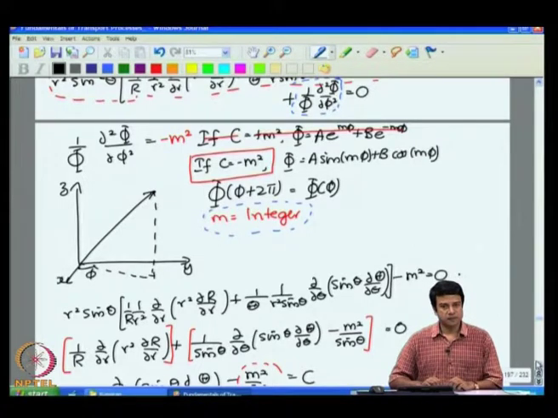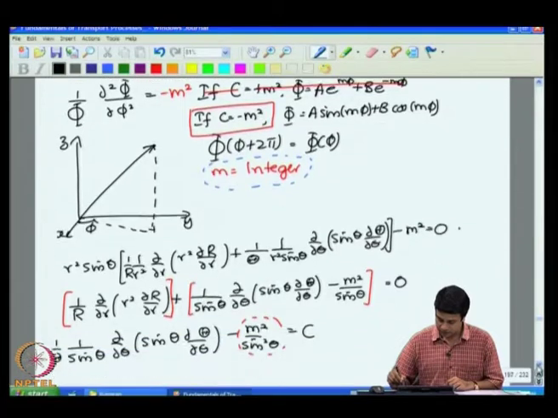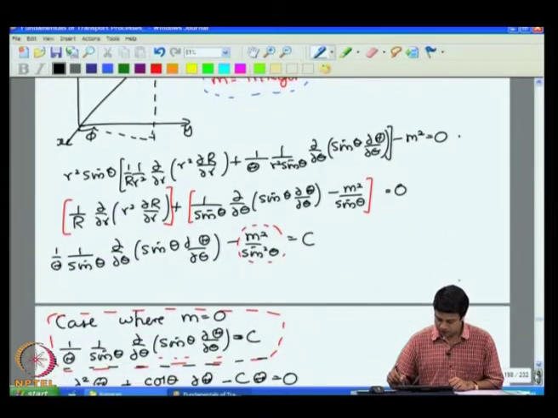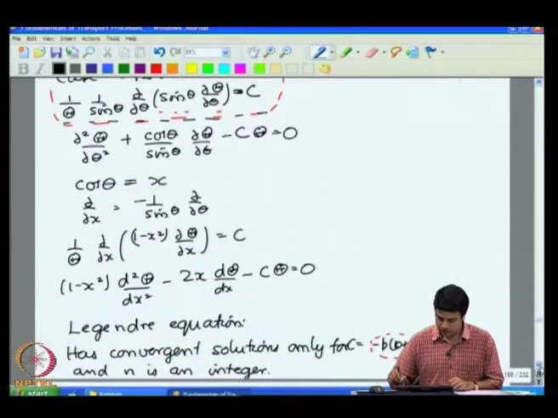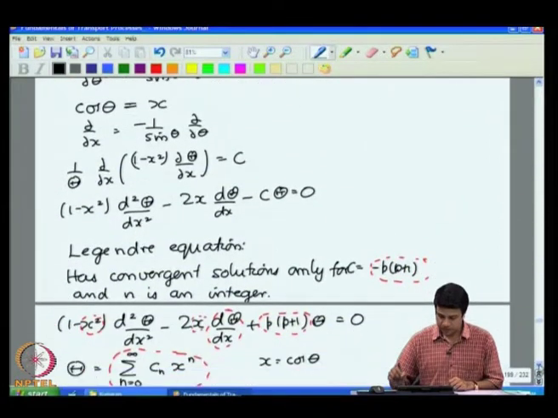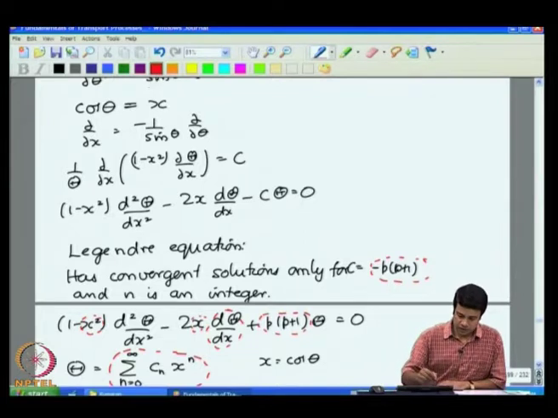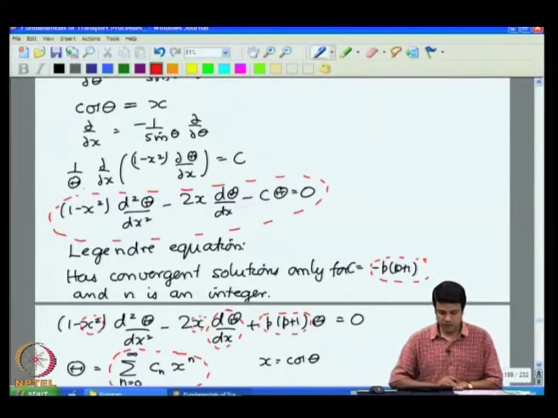In a similar manner, we solved the equation for the theta coordinate. In this case we got a solution in terms of the Legendre polynomials. The equation that we ended up with in the theta direction was the Legendre equation, and the solutions for this were in terms of the Legendre polynomials.